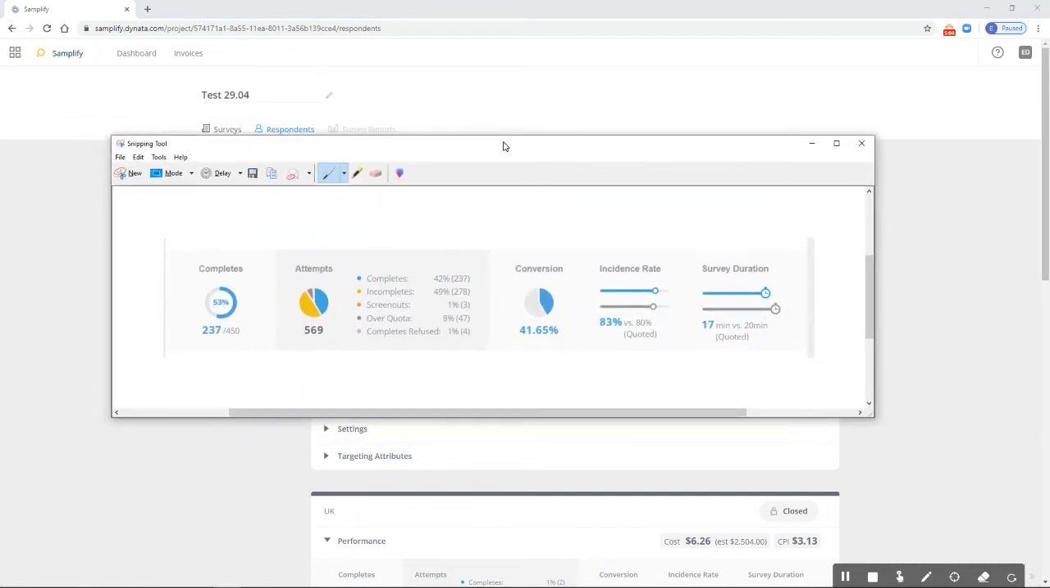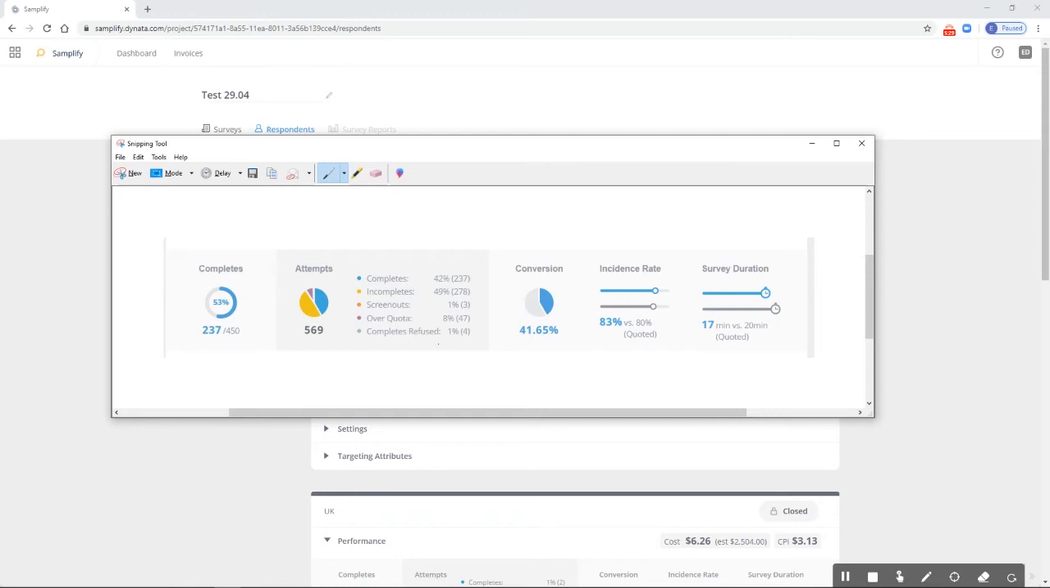In this case, I have prepared something. We can see here that we've achieved 237 completes out of 450. Notice the fieldwork is running slow. You can see our incidence rate is actually higher than what we originally wanted. We put in 80, we had 83. And also, we put in 20 minutes, and have 17 minutes.